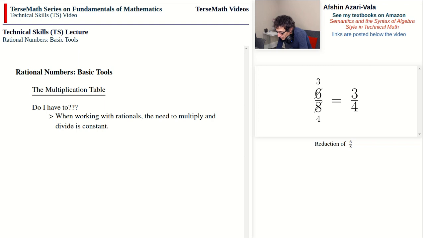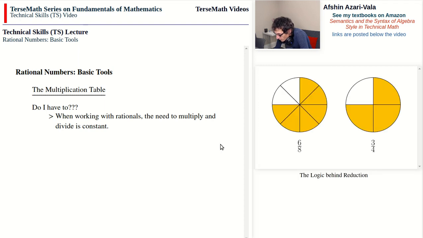Now, both of them have the same overall size. But of course, 3/4 is much easier to comprehend size-wise. That's one reason why we would like to reduce fractions. There are other reasons, like when you multiply and divide, even when you add and subtract, reduction does come in. Okay, let me explain why it is that reduction works.